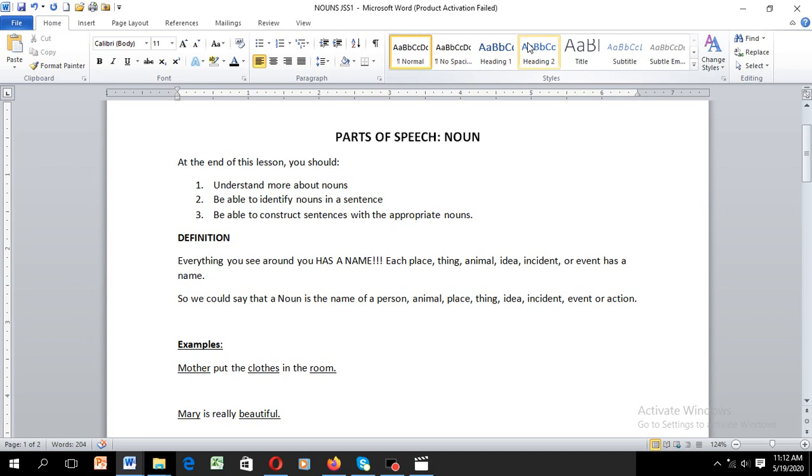So let's move on to the definition of a noun. Alright, so everything you see around you has a name. You have a name, your friends, your family members, they all have names. And if you observe further, each place, thing, animal, idea, incident, or event has a name. So we could say that a noun is the name of a person, animal, place, thing, idea, incident, event, or action. We're going to stick with that definition.